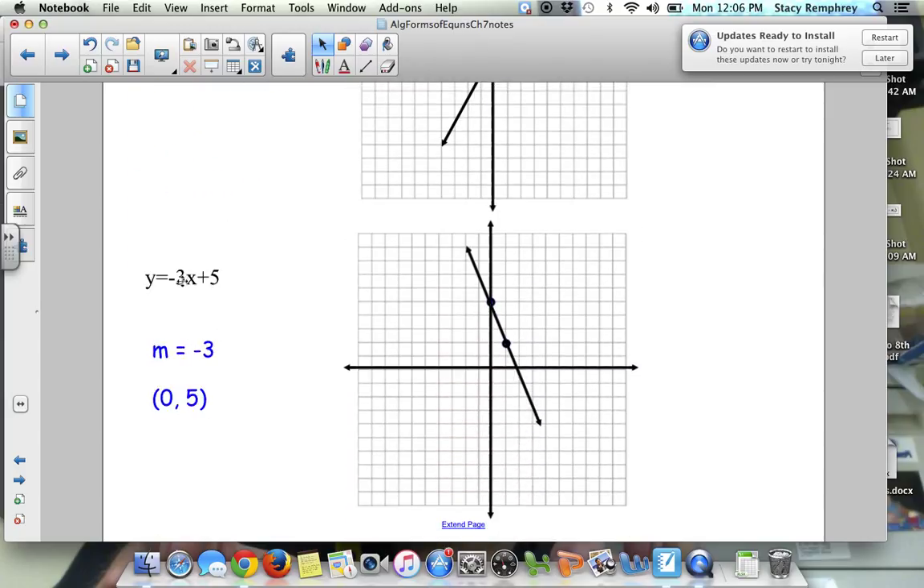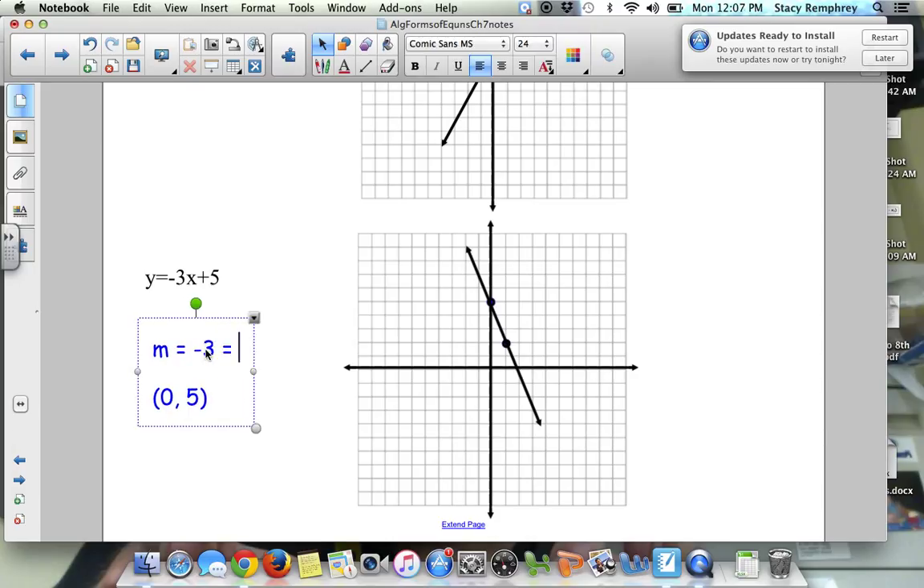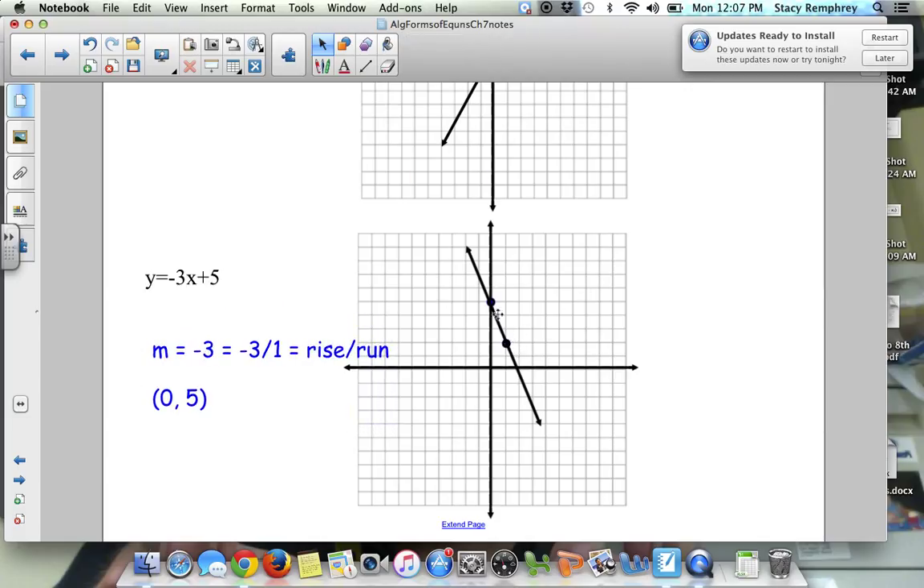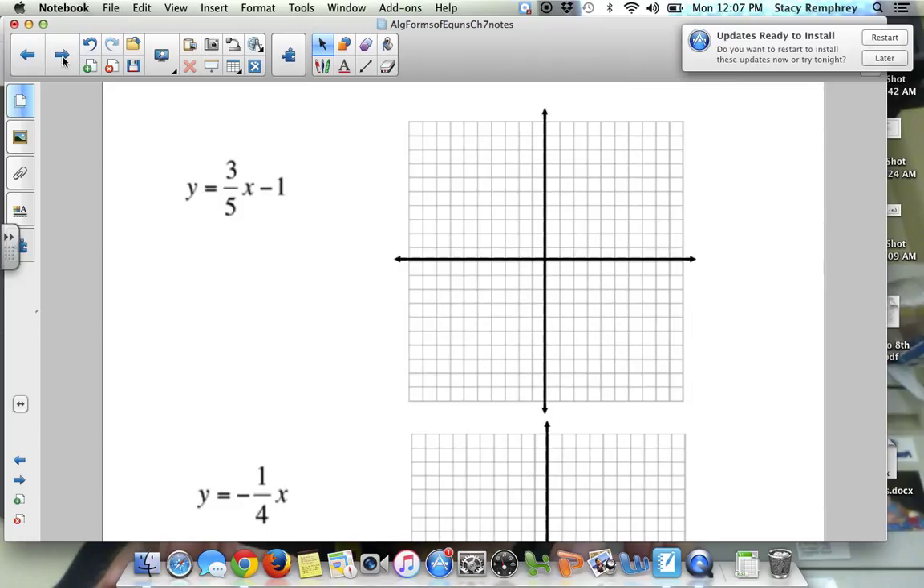In this one, again, the slope is -3. The y-intercept is 0, comma 5. Okay, so first I plotted my point of 0, 5. Then I rose -3, so I went down 3 over 1. Down 3 over 1. And you could do this all day long. You also could have gone +3. I know this line isn't lining up perfectly. And then -1, that would have been the same thing.